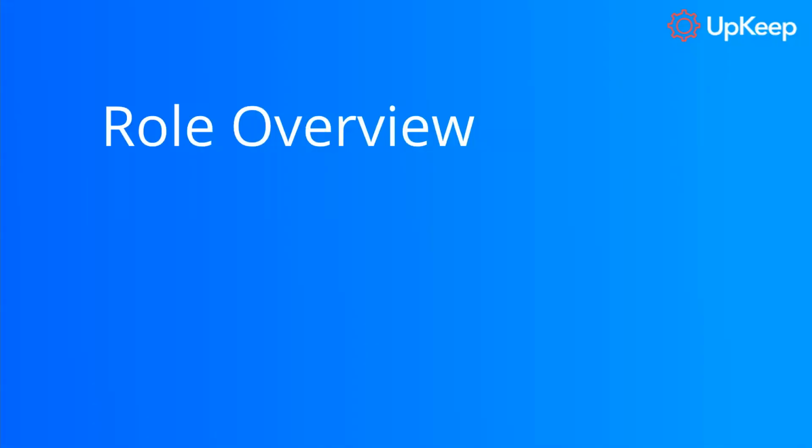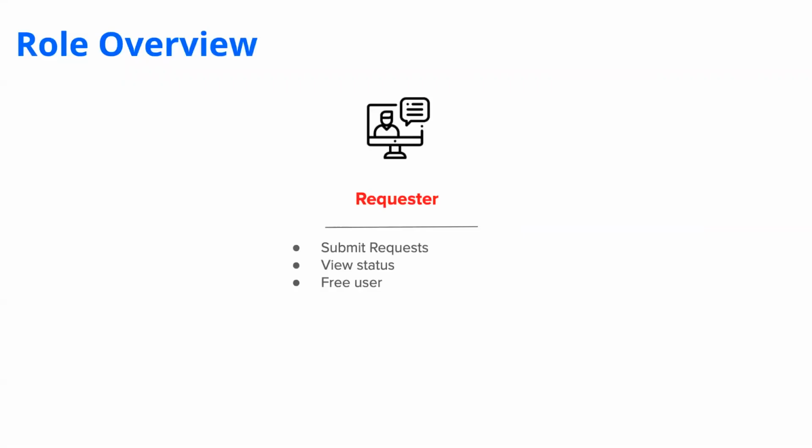All right, to get started, let's talk about the role overview. Requesters are users whose single main function is to submit work order requests and to check the status of these requests. These are free users and they don't require a paid user license. And there's no limit to how many requesters you can create. An example of this could be, let's say you're a tenant in an office building who can use this app to report any maintenance issues on your floor for your office. That would be an example of a requester.